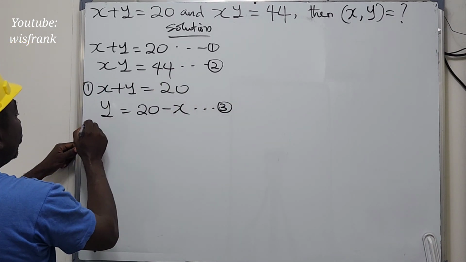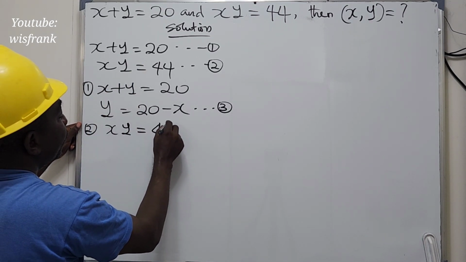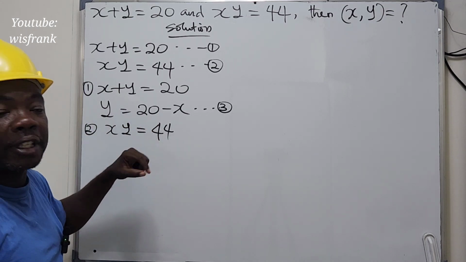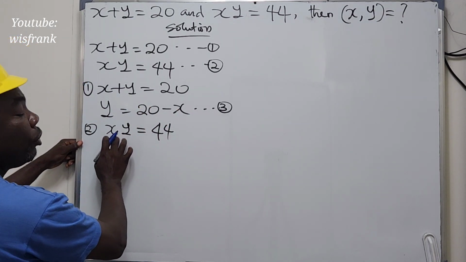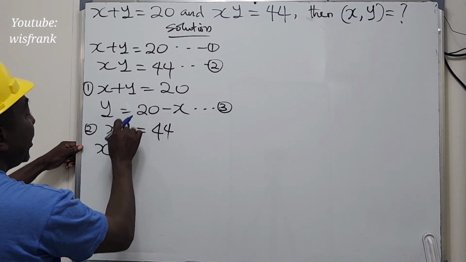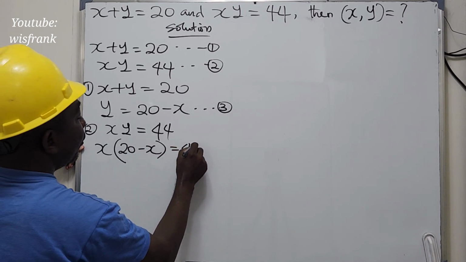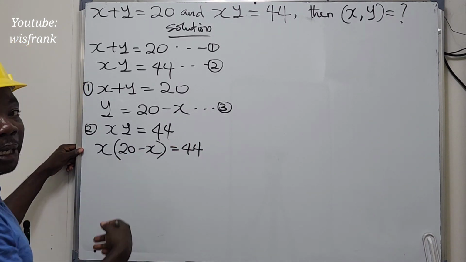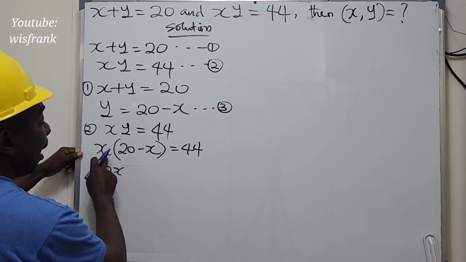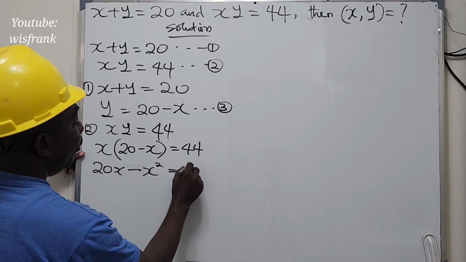Then from equation 2, we have xy equals 44. Then from equation 3, we have seen that y equals 20 minus x. So we are going to substitute into equation 2. So this will become x into, in the place of y, we put 20 minus x, all equals 44. By expanding this parenthesis, we have x times 20, which is 20x, and x times minus x, which is minus x to the power of 2, equals 44.